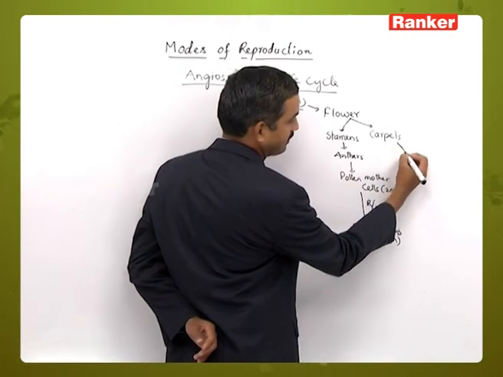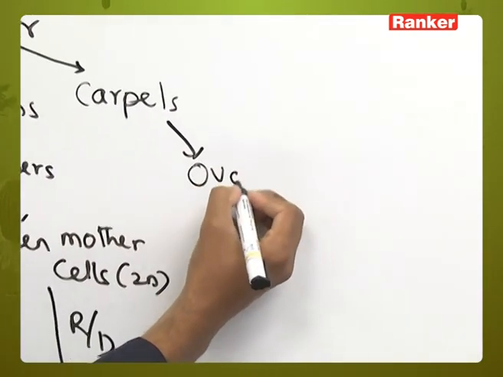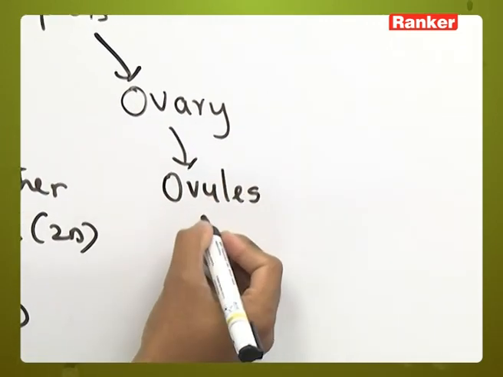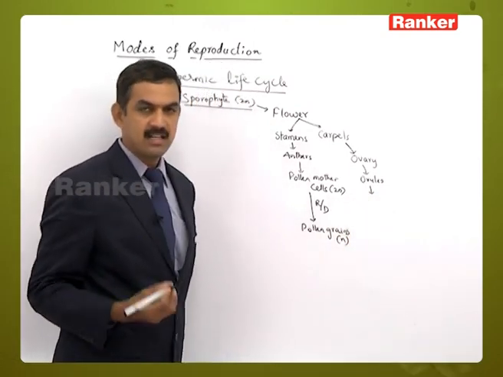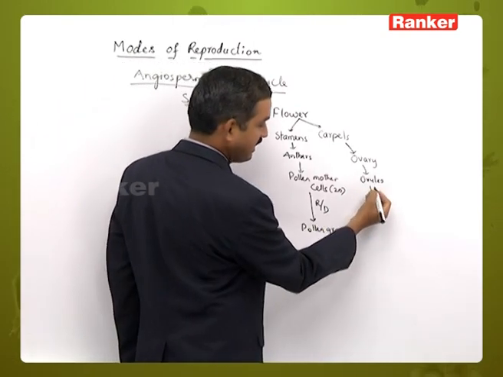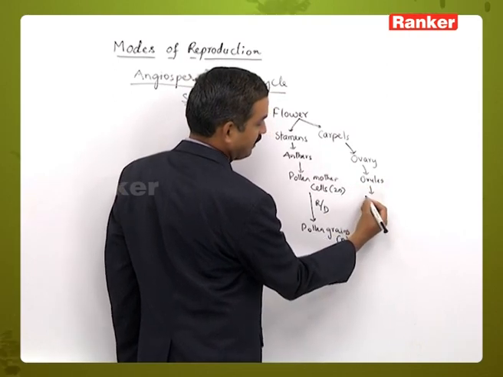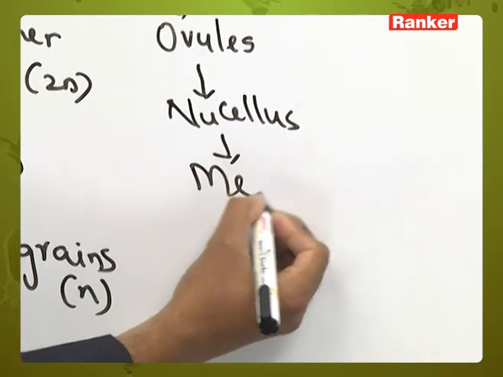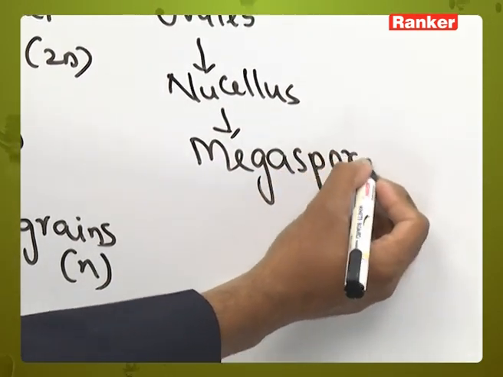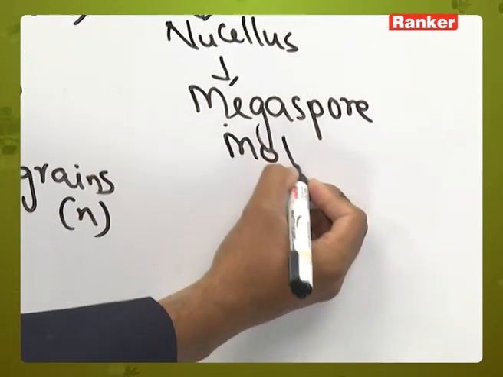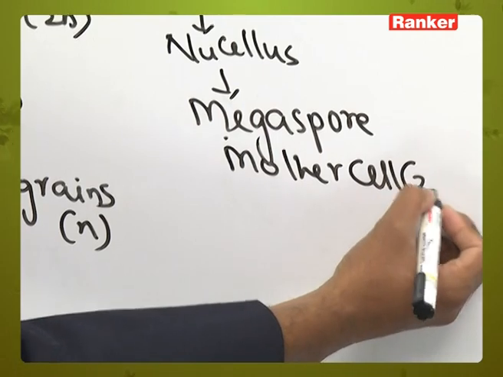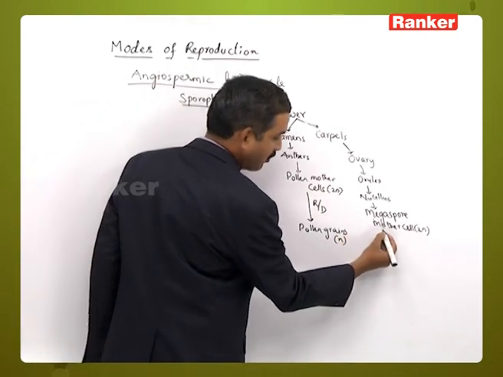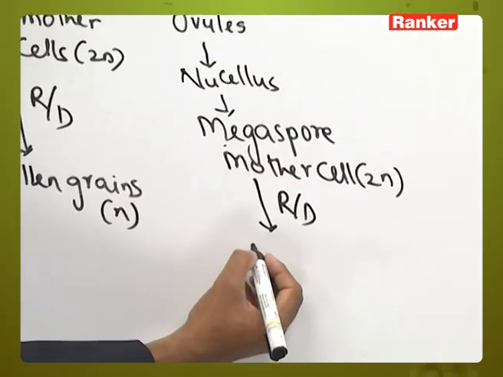The carpels contains style, stigma and ovary. Inside the ovary, ovules are present. The ovules contain embryo sac. Actually here the ovules contains nucellus. From there, megaspore mother cell is produced. Up to this stage, all the parts are diploid in condition, and this megaspore mother cell will undergo reduction division to form megaspores.